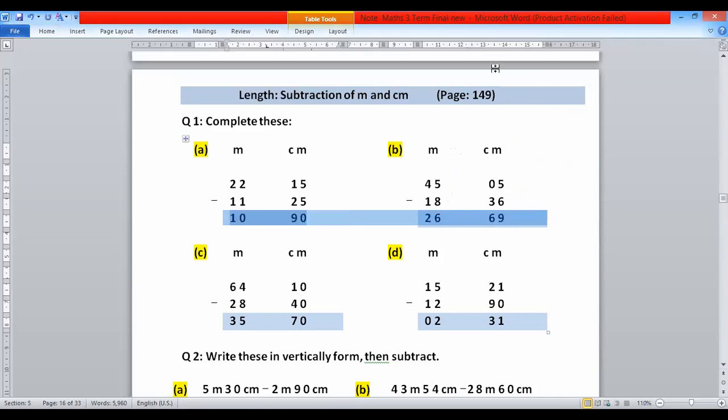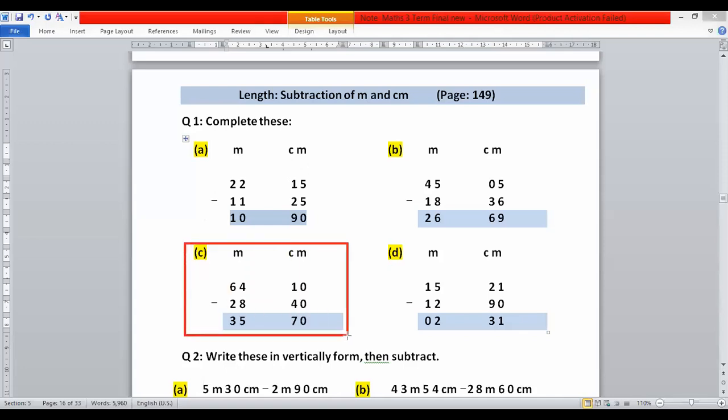Look at part C. Part C, 64 meter, 10 centimeters minus 28 meter, 40 centimeter. So here, first of all, we will subtract centimeters. Here we have 40 and here we have 10. So we have to make bigger number. So 40 is bigger and 10 is smaller, students.